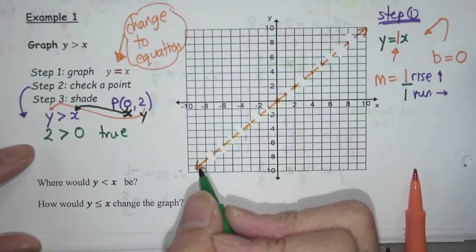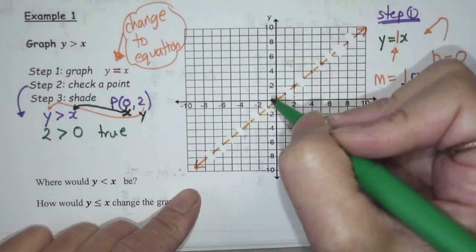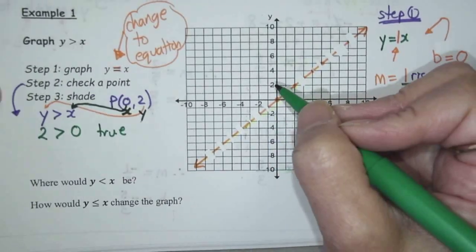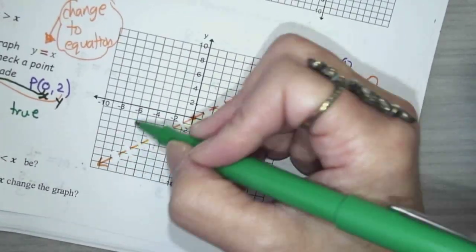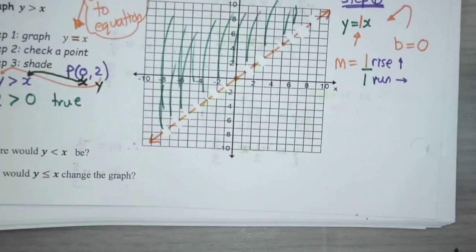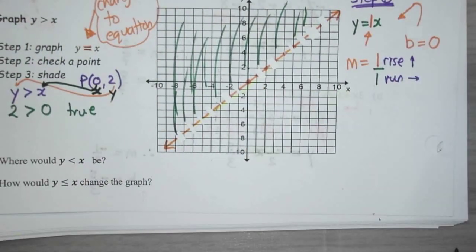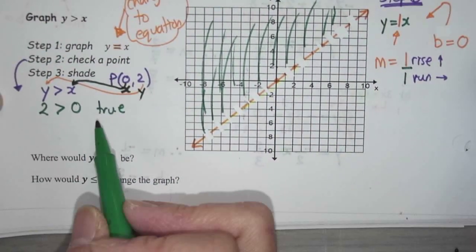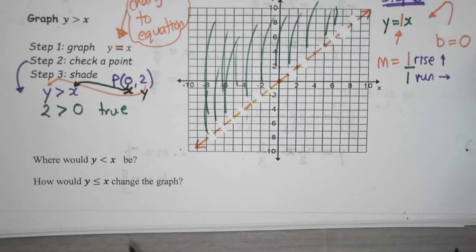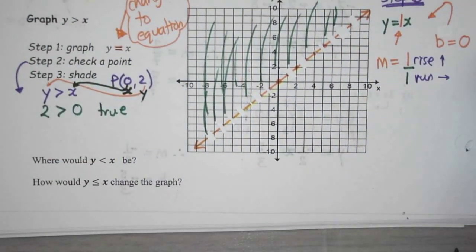If that's true, then you would shade towards this point here. So I'm checking this point, and I go, yes, it is true. So I'm going to shade up towards this point. Just do straight lines up. If it's not true, then you would say don't touch that point, and you would shade the other side. So step 3 is to go back and shade.